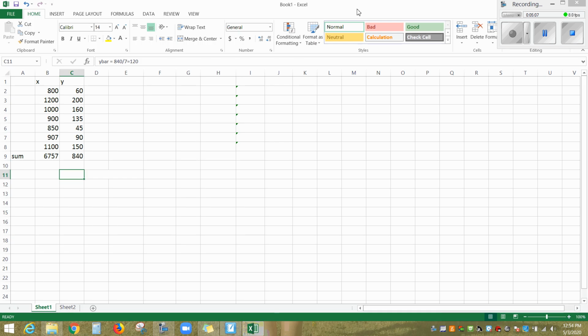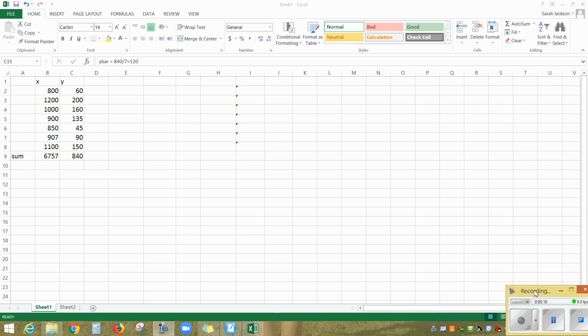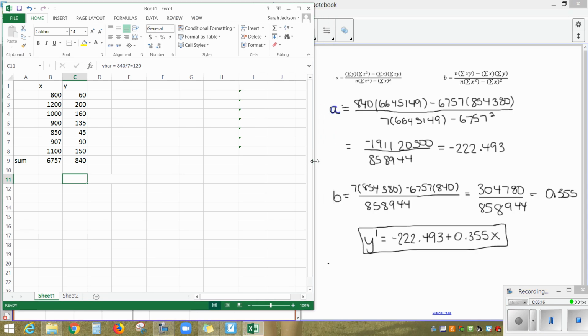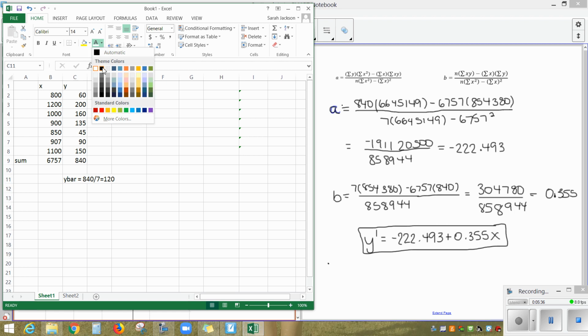I have put my x values and my y values there. If we're going to start finding the total variation, the explained variation, and the unexplained variation, we can use Excel to help us find the values that we need. One of those values is y bar, our mean. If we add up the y's and divide by 7, our y bar, the mean of our observed y's, is going to be 120.